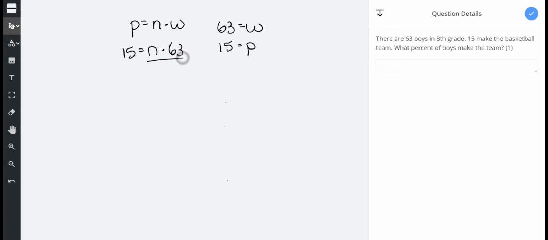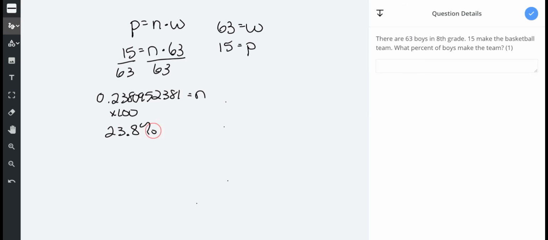I want to get my n variable by itself, so I'm going to divide both sides by 63. 15 divided by 63 gives me 0.238095238. Well, let's just go to the nearest percent. So if I multiply this number by 100, that's going to give me 23.8%, or rounding to the nearest whole, that gives me the percent of 24.